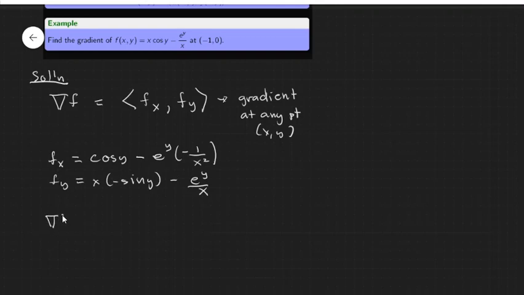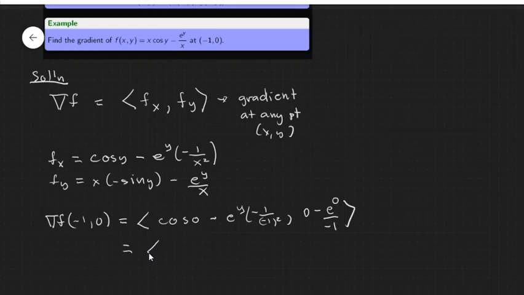Therefore, evaluated at the point negative 1, 0, the gradient vector we're looking for is the vector equal to cosine 0 minus e raised to 0 times negative 1 over negative 1 squared, comma, 0 minus e raised to 0 over negative 1. Or simply, the constant vector 1 plus 1, so 2, comma, 1.